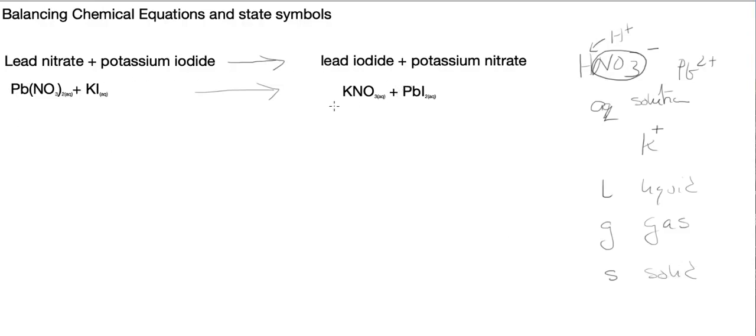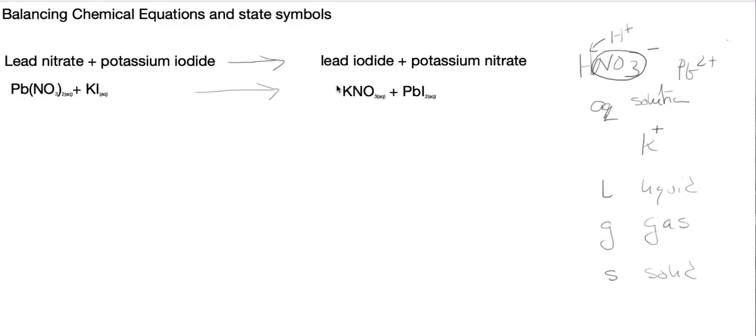Now we have to make sure this is balanced. We can't have any more or less lead or nitrate ions or potassium or iodide here than we have here. So if we go through, we've got one lead. Good so far. 2 nitrates, 1 nitrate. Now we've got a problem. 1 potassium, 1 potassium, 1 iodide, 2 iodides over here. And we need to account for the 2 nitrates over here.